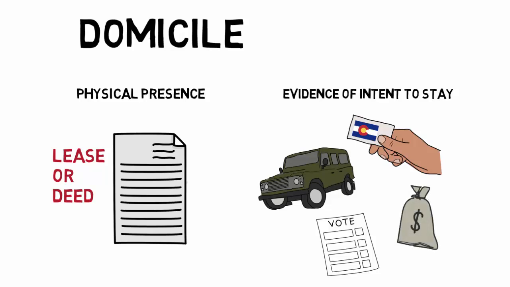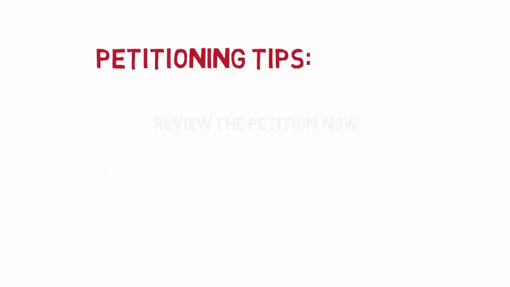If you're employed, your federal and state income tax filings must reflect your Colorado address. You'll need to show that you filed taxes as a part-year or full-year resident of Colorado, depending on when you moved. A few tips for petitioning.